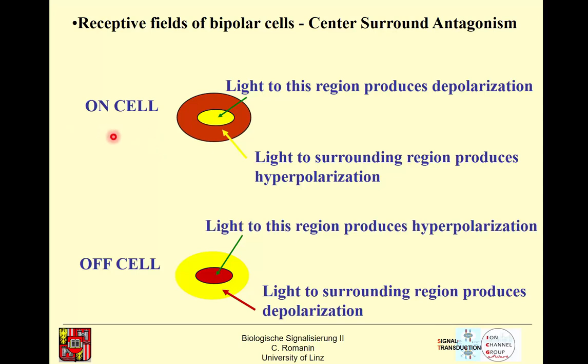So with an on cell, light with a central illumination produces depolarization. With an off-type cell, light to the central illumination produces hyperpolarization. And the other way round, when we do not have the central light but light on the surrounding regions, this produces hyperpolarization in an on-type cell, and with an off-type cell, this produces depolarization.